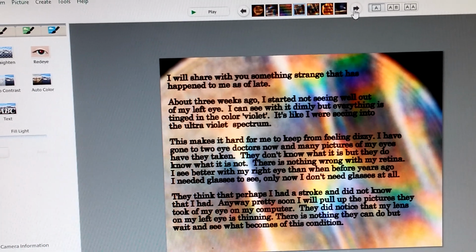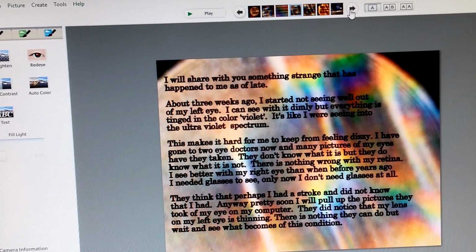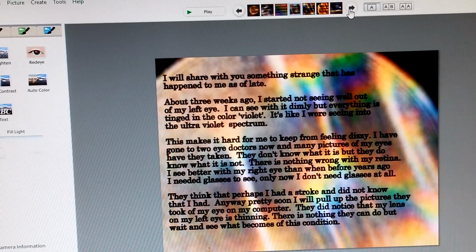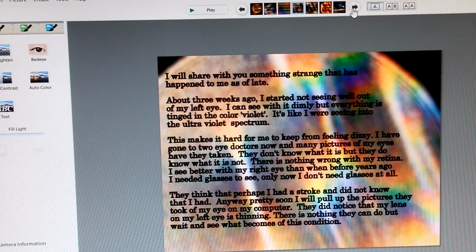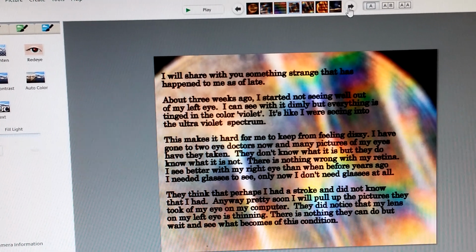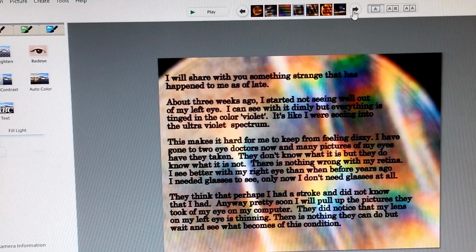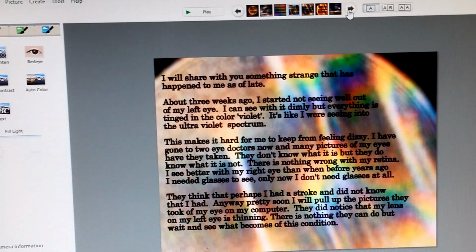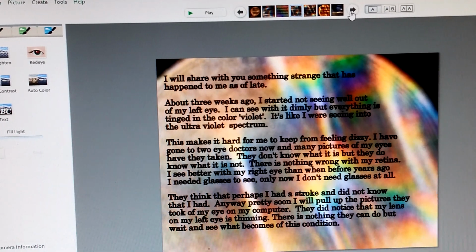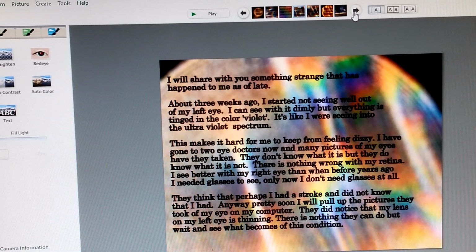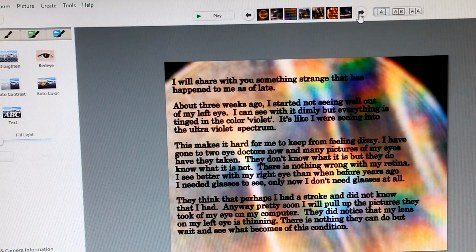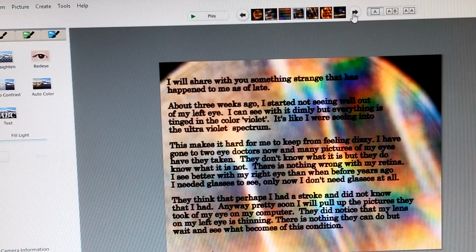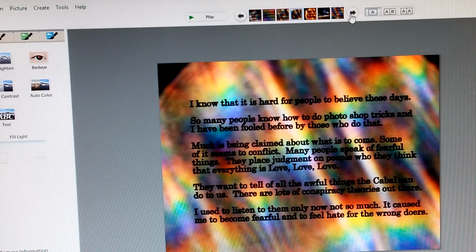They think that perhaps I had a stroke and did not know that I had, that caused this to happen to my left eye. Anyway, pretty soon, I will be able to pull up the pictures they took of my eye onto my computer. They did notice that my lens on my left eye is thinning. There is nothing they can do but wait and see what becomes of this condition.